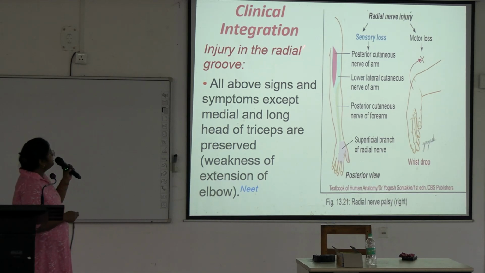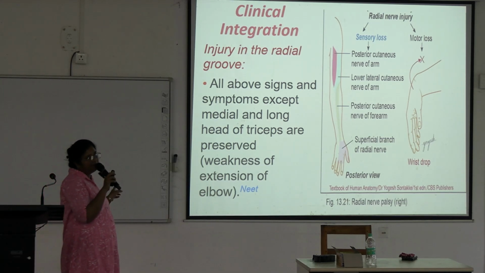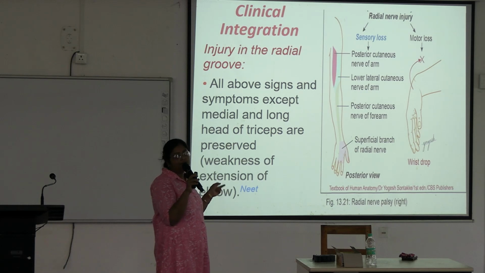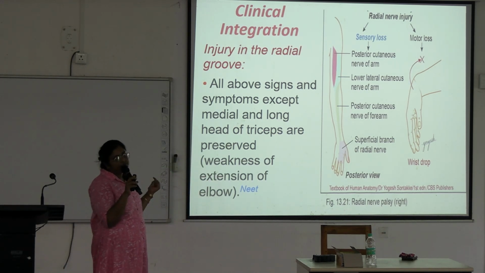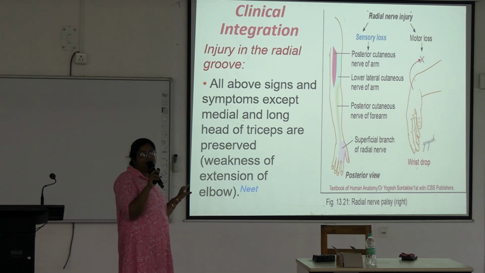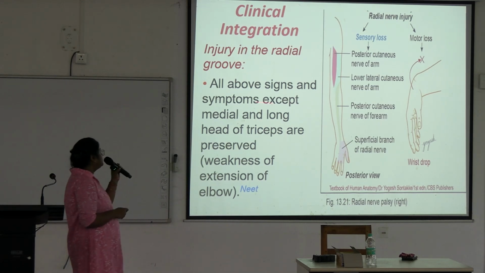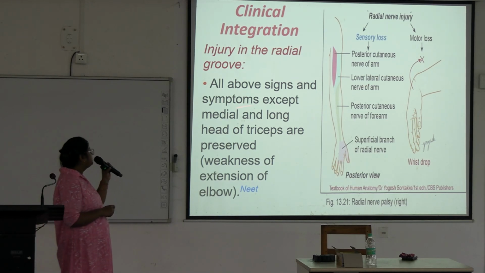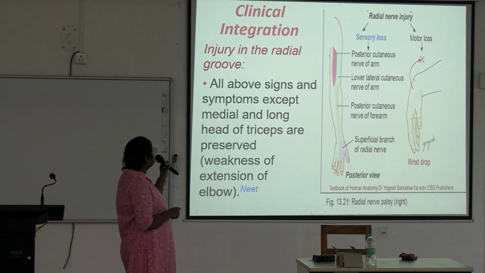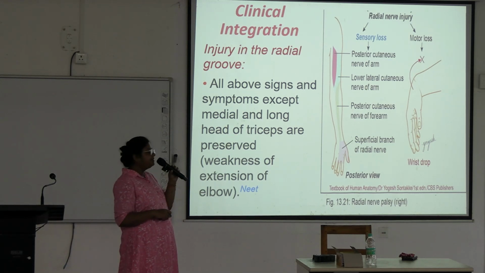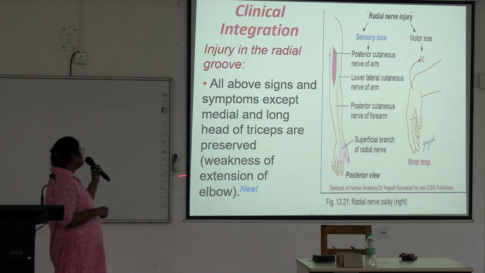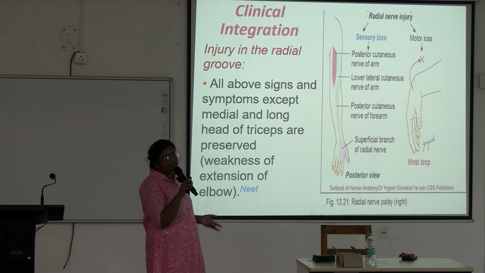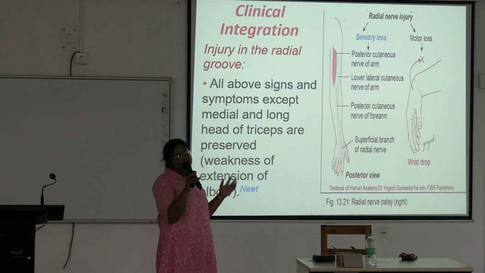Next is injury in the radial groove. This is very frequently asked in your theory. Saturday night palsy is very, very important for your theory, and this is also very important. Injury in the radial groove: all the signs and symptoms will be present except that the branches to the medial head and long head of triceps are preserved. These branches are given in the axilla, so they are preserved, and there will be weakness of extension of the elbow instead of loss of extension. In injury in the axilla, there is complete loss of extension.